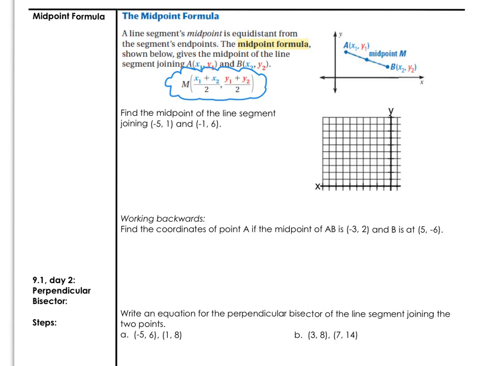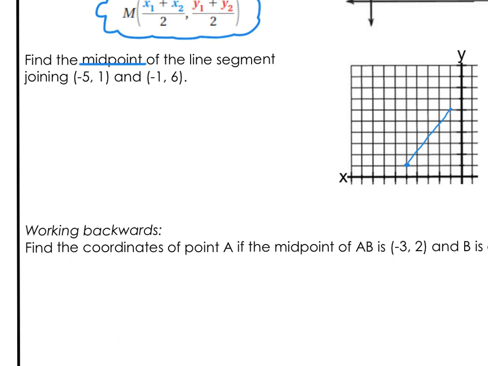Let's try the first example. Find the midpoint of the line segment joining -5, 1 and 1, 6. The first thing you want to do is plot those 2 points on the graph over on the right-hand side. Hopefully it looks something like this. And like the distance formula, you also want to use your coordinates and identify the x1, y1 location and the x2, y2 location. From here, we apply the midpoint formula.